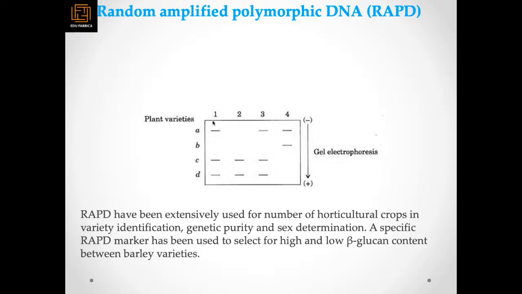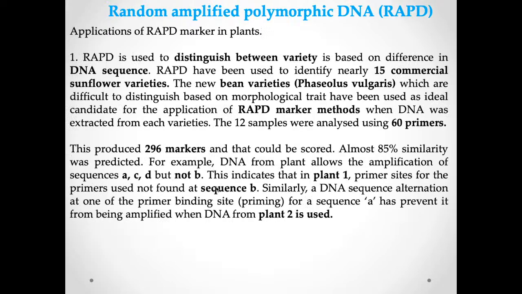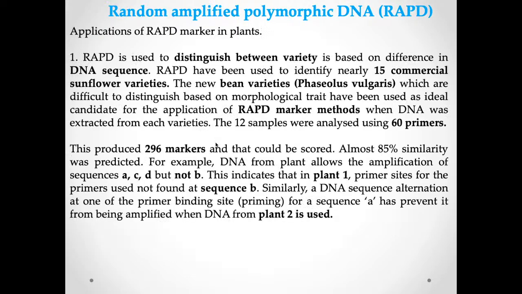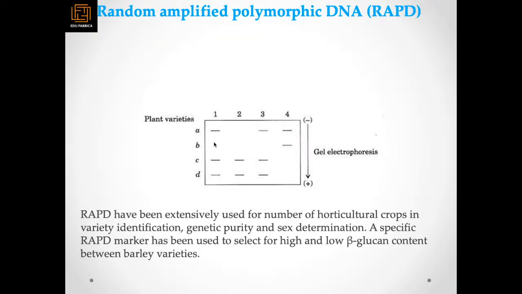So let's see here. We are having four different varieties of plants, and these are the various sequences that we are able to see: A, B, C, D. In plant one, we are not able to see sequence B. That's what is written. By the amplification, we were able to see sequences A, C, D, but not B. This indicates that in plant one, primer sites for the primer used are not found at sequence B. So the primer that has been added is not complementary to site B.